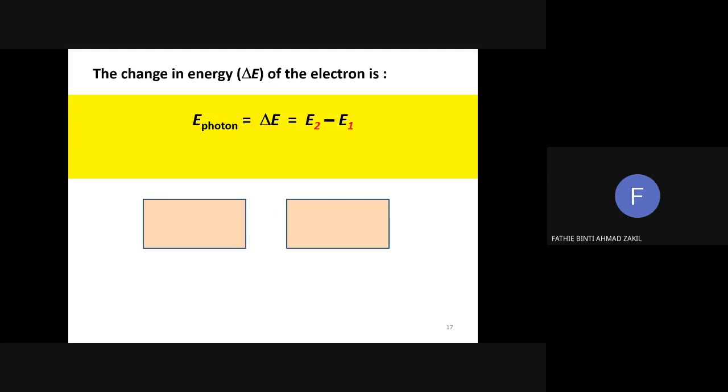Okay, then dia come out dengan satu equation, dia boleh calculate E photon. E photon ni sama juga dengan delta E, sama juga dengan E2 minus E1. Dia dah notes kat sini, satu ni adalah initial, dua ni final. E1 sama dengan negatif RH 1 over N1 to the power of 2. E2 adalah sama dengan negatif RH 1 over N2 to the power of 2.